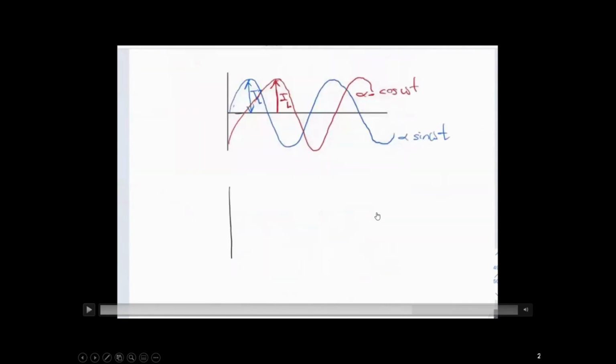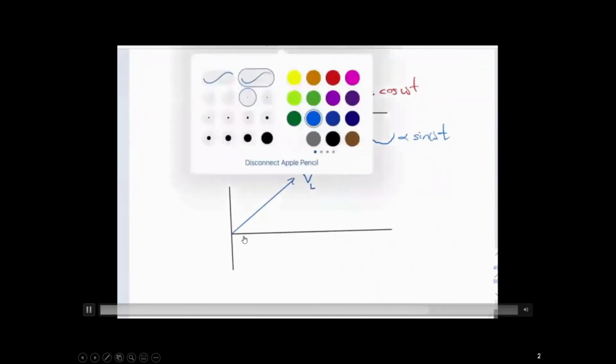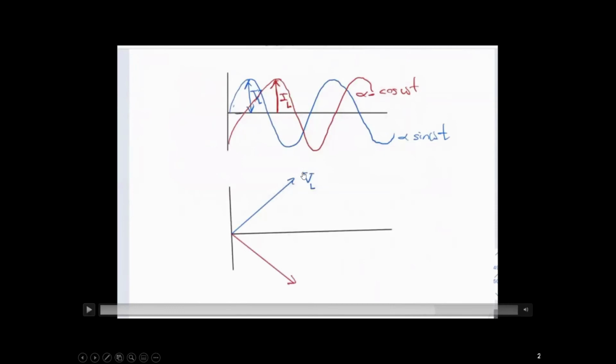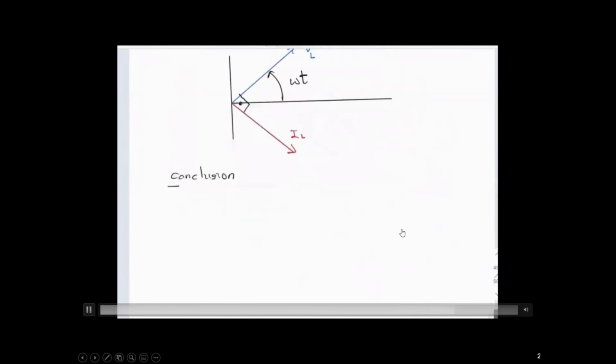So if we were to draw the phasor diagram, this is your voltage, and the voltage is actually leading the current. So the change in voltage is what's responsible for the current which is being generated inside the inductor. So the voltage leads the current in this case by 90 degrees. So the conclusion is that the voltage leads the current by 90 degrees.